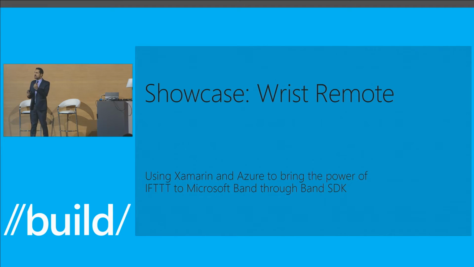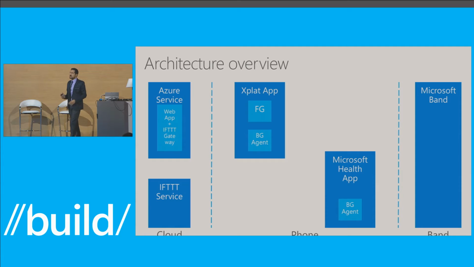We're going to showcase how, using Microsoft Band, you can have the power of IFTTT on your wrist. So for this, let me first tell you the architecture overview of the app I'm going to be showing you. For any SDK app, you need to have at least two components. You need a Microsoft Band, and then you need an application in the middle that runs on the phone. For this demo, we also need a service because we're talking to IFTTT, so we are going to also have components in the cloud.